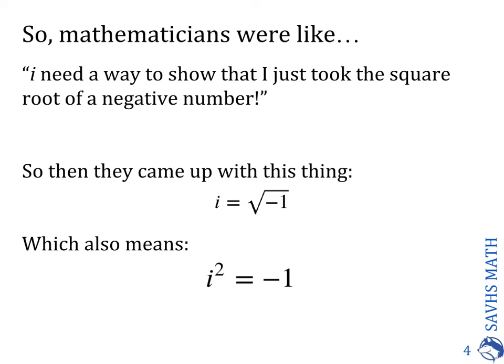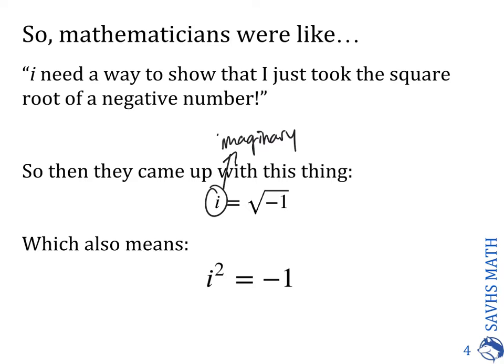Because of that, mathematicians figured out a way to show that we just took a square root of a negative number. They came up with this thing that says i. i stands for imaginary. Isn't that nice? The word imaginary means it's not real. It is made up, but it's a very real thing when we can work with it.